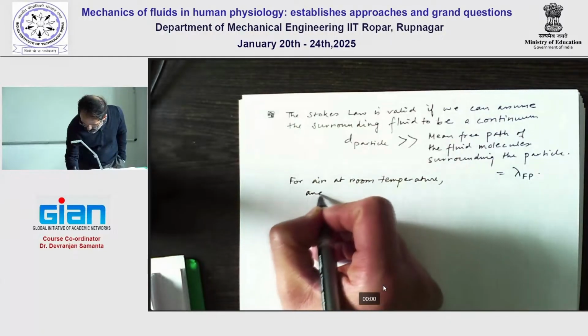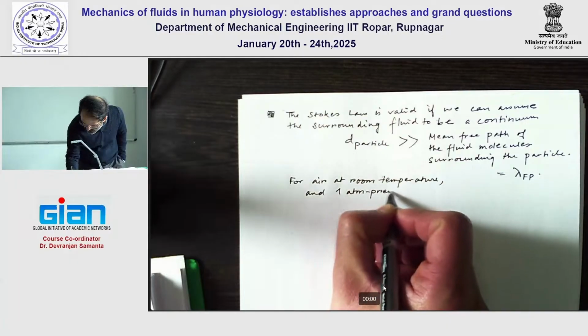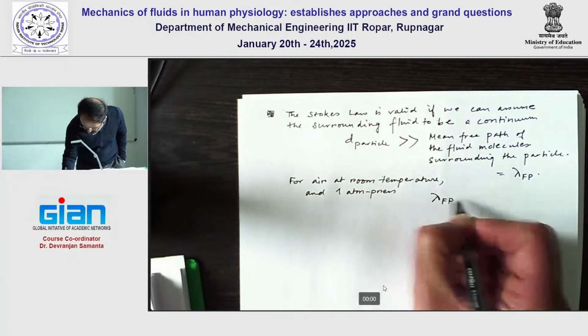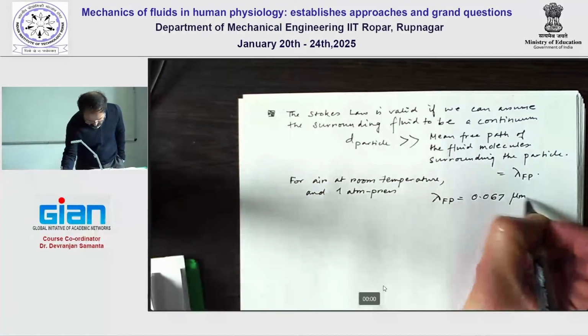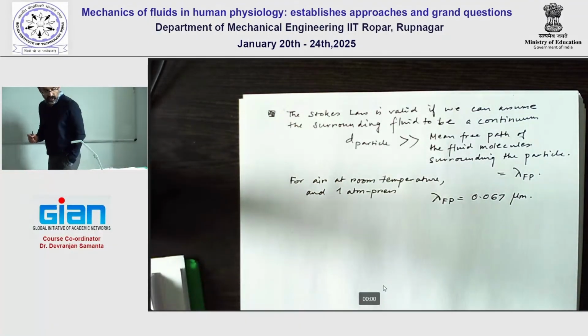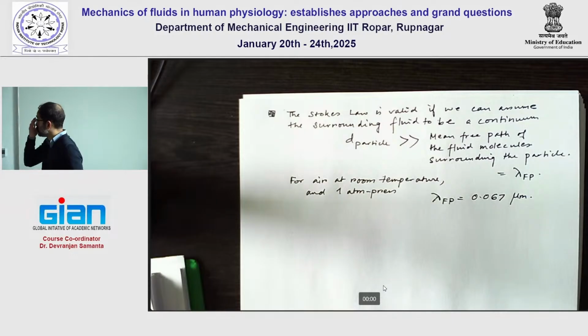And 1 atmospheric pressure. This lambda FP, the mean free path, is around 0.067 micrometer. Now, is this a good enough assumption? Well, as I said, it depends on the problem that you are trying to look at and the particle sizes that will be relevant for that problem.